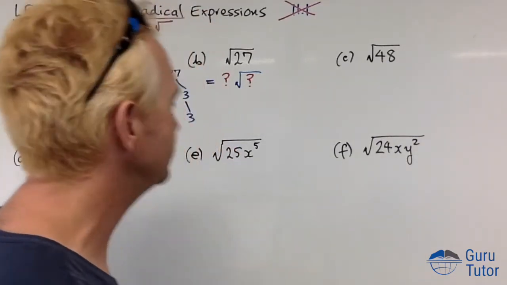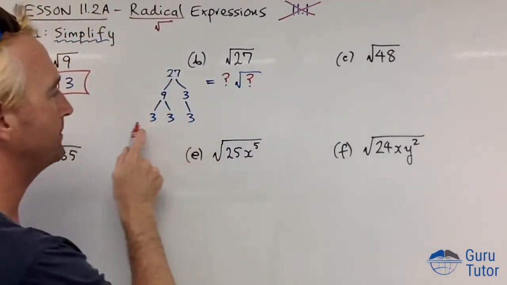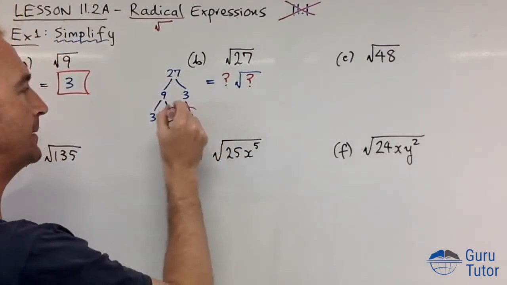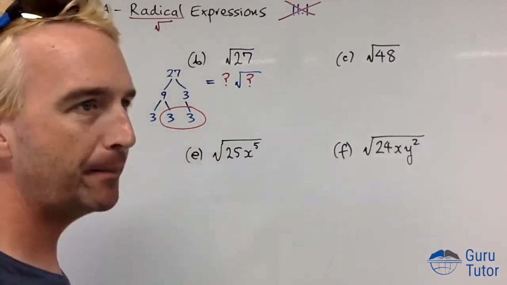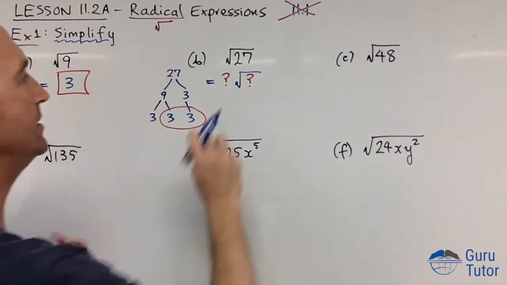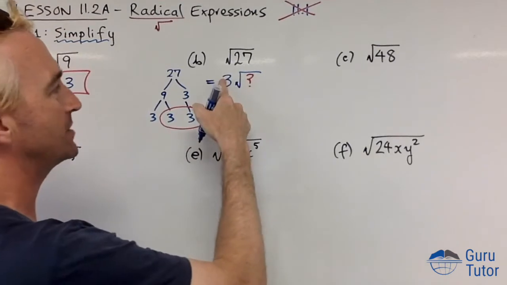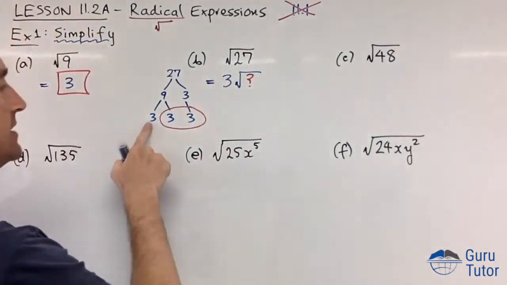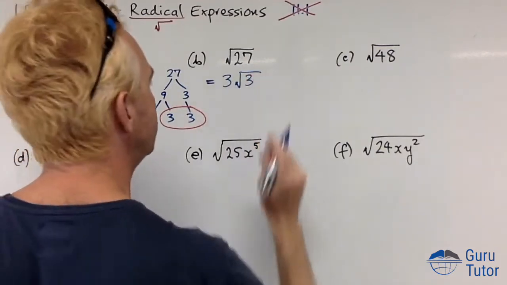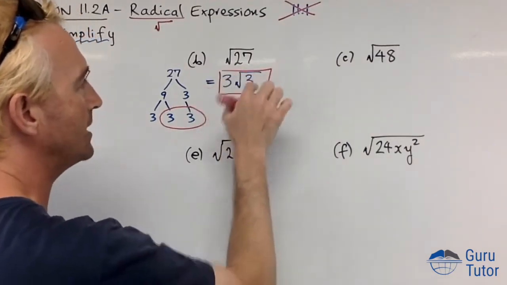Now what we do, check this out. We're doing square rooting, so what we want to do is get the prime numbers into teams of 2. Can I make a pair of 3s? Yes. Once they make a pair of 3s, this is kind of like a 9. The 9 inside gets square rooted and becomes a 3 outside. So any number that you can pair up, you write outside, and you only write one of them. Whatever's left over stays inside. So this is 3 root 3. That is our answer, and that means 3 times root 3.